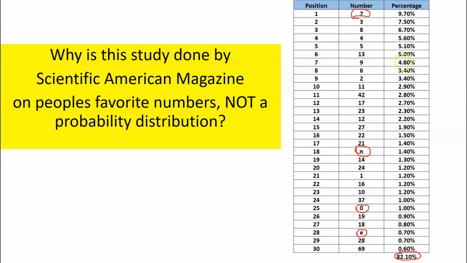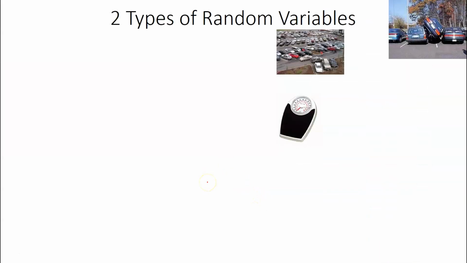Even though we're looking at probabilities, what's the probability of someone liking 7 the most? Well, 9.7% chance. It's not a probability distribution because it doesn't add up to 100%. Obviously, there are some numbers that didn't show up in the list that Scientific American didn't include to cover the other 17.9% of these. So that would not qualify as a probability distribution.